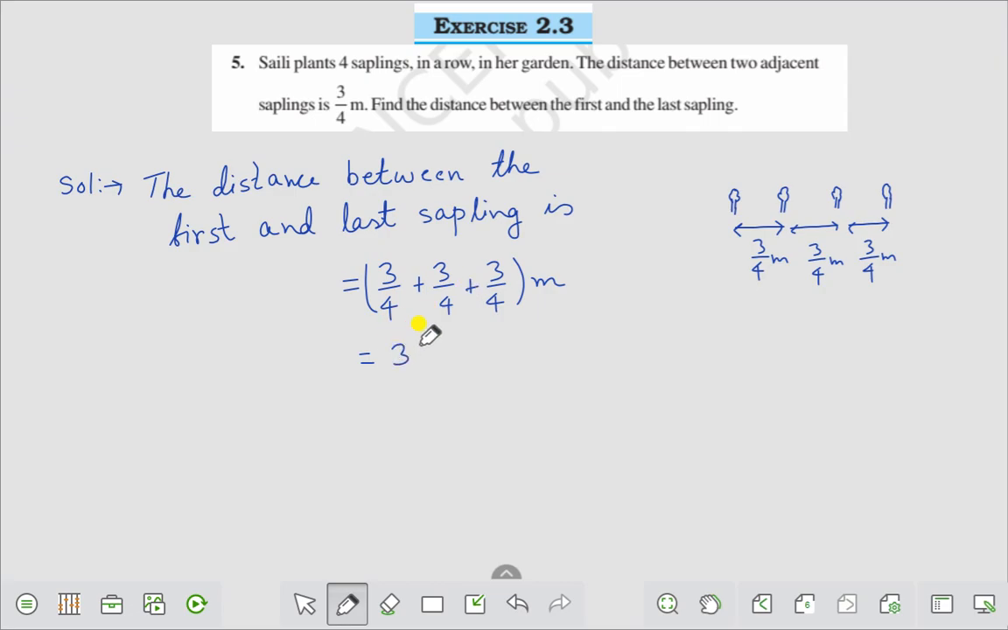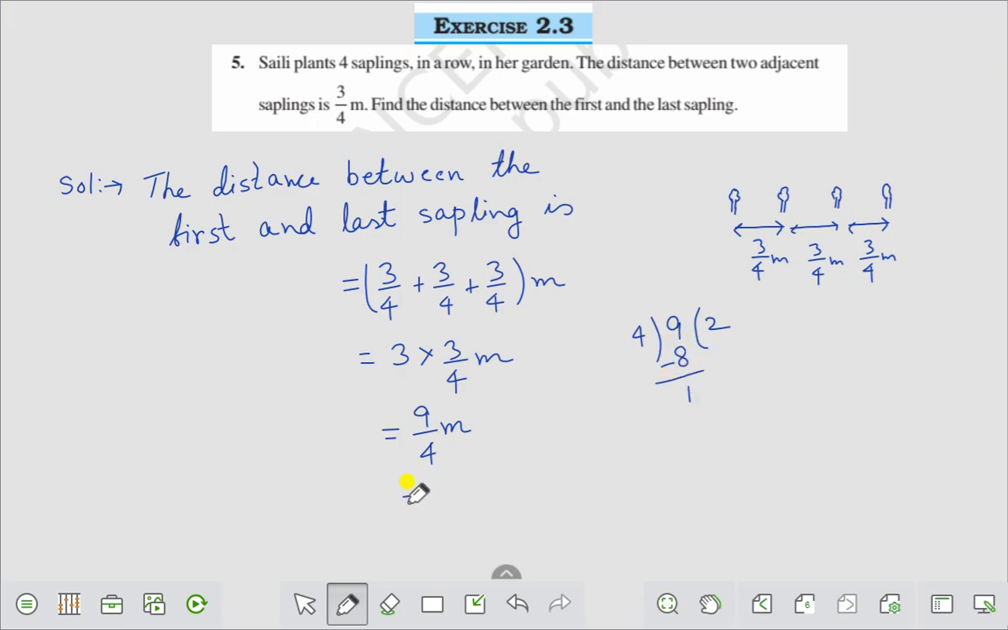Or you can write 1, 2, 3, that is 3 into 3/4 meter. That is equal to 3 threes are 9 by 4 meter. And if we divide 9 by 4, 4 twos are 8, 9 minus 8 is 1.